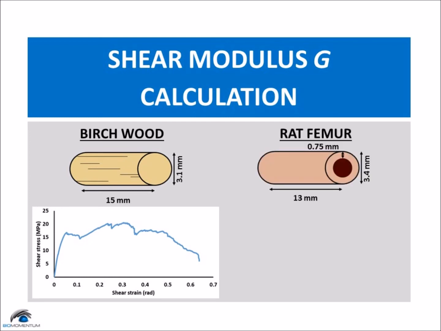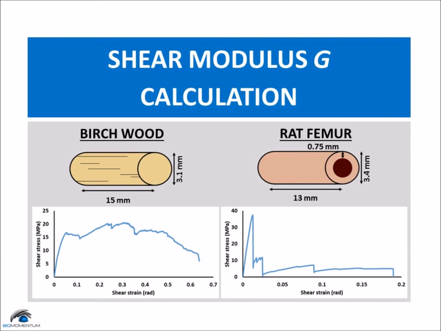And now, the data from the torsion test of the rat femur sample, the diameter being 3.4 millimeters, the cortical wall thickness being 0.75 millimeter, and the gauge length being 13 millimeters. Here is the shear stress, shear strain curve of the rat femur sample.